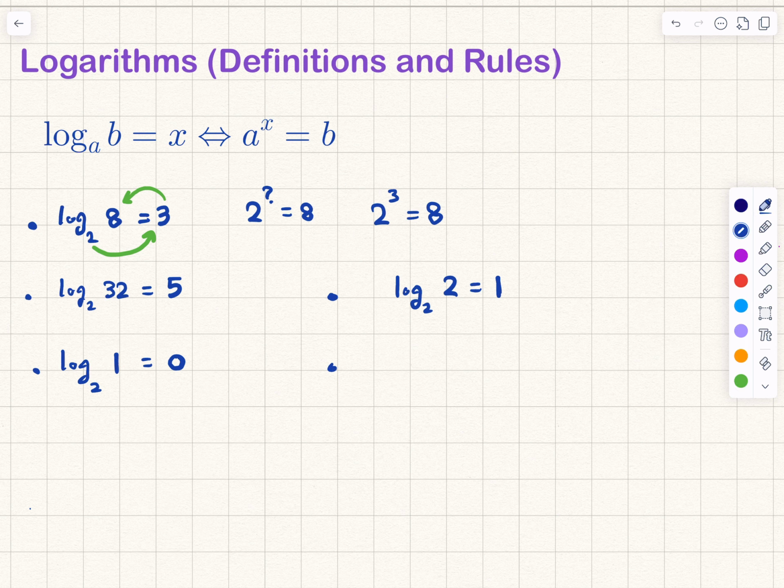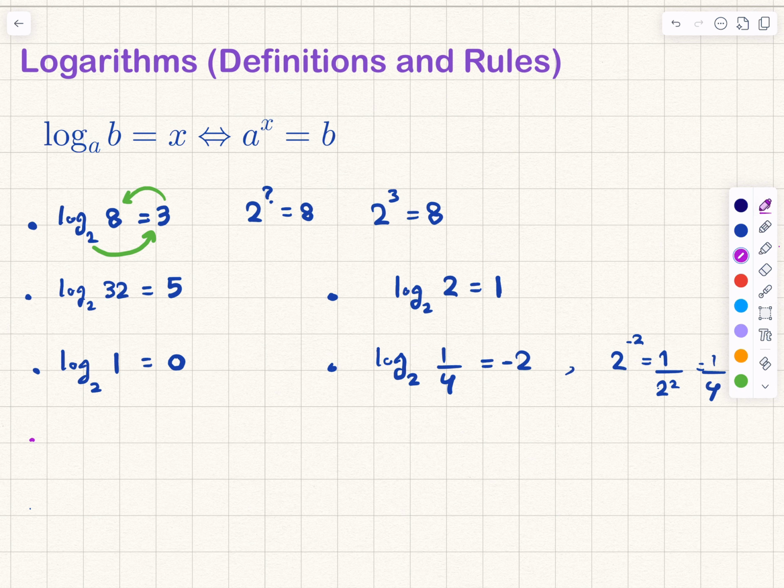Another example here, log base 2 of 1 over 4. Here, the number inside is a fraction smaller than 1. So 2 to the power of what will be 1 over 4? Here, the power will be negative, and that will be negative 2. Because we know that 2 to the power of negative 2 will be 1 over 2 to the power of 2, which is 1 over 4. That's why here the answer is negative 2.